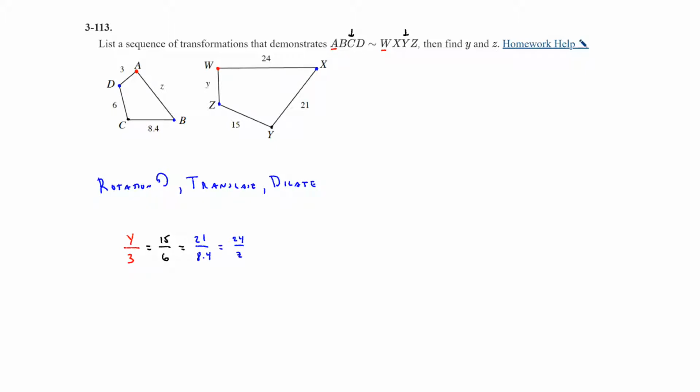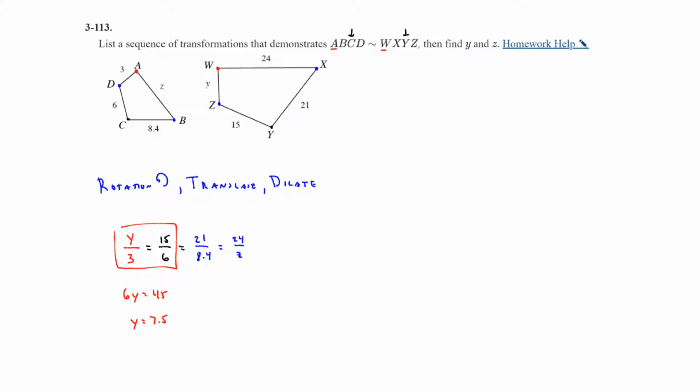So we actually have a couple we can use in terms of finding that: 15 over 6 and 21 over 8.4. 15 over 6 can be reduced. You can also check that those ratios are equivalent. They should be, since they tell us that they are similar. So let's go ahead, and I'm going to use these two first to find the y value. So this would give us 6y is equal to 45. Divide by 6, and you get 7.5. So y is equal to 7.5.